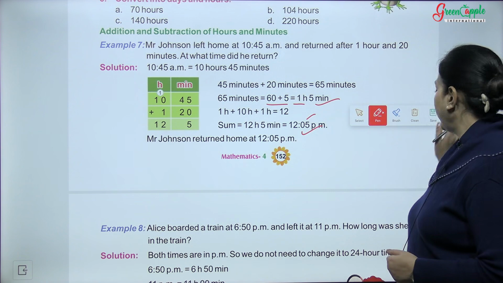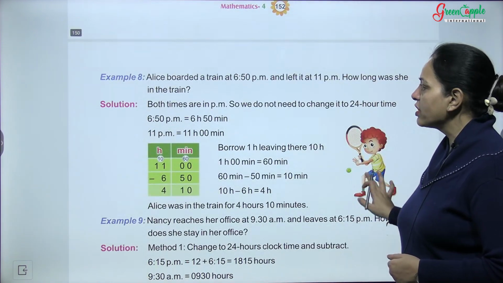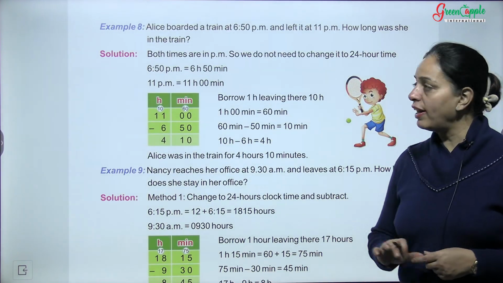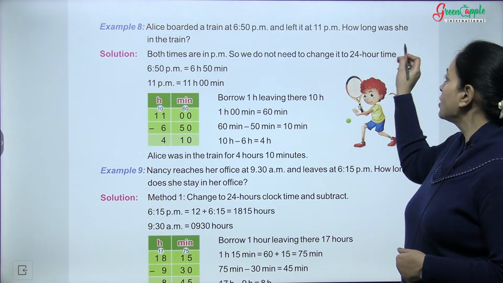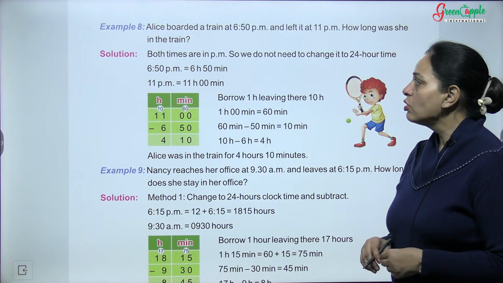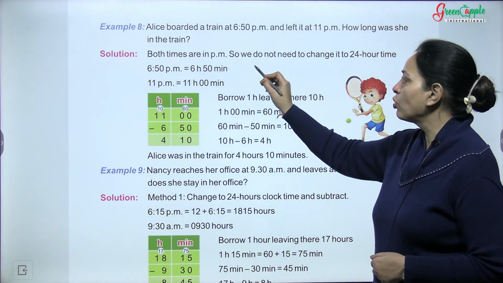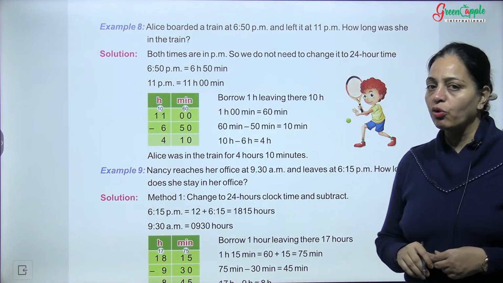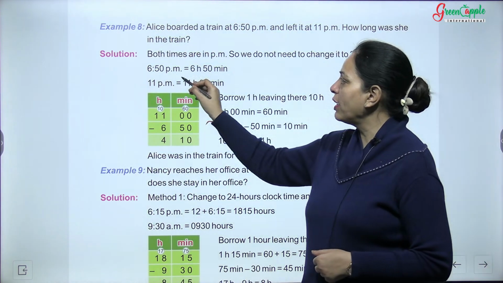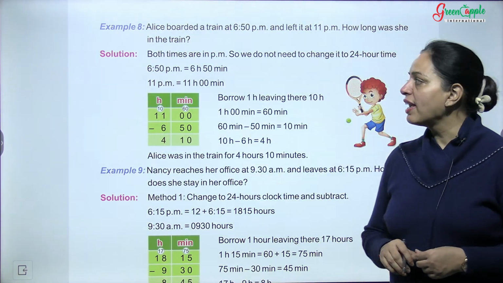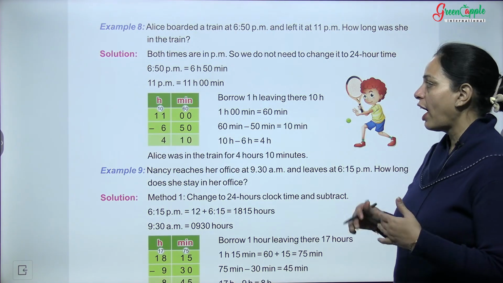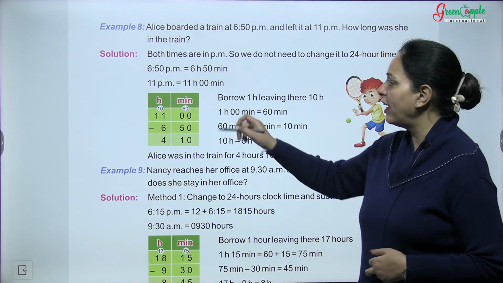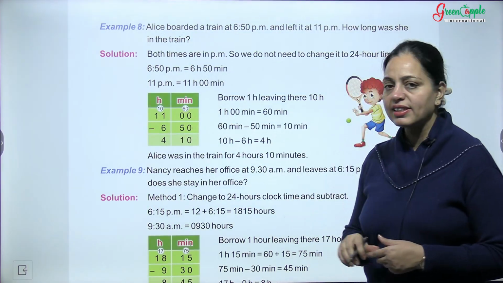Right? Now example 8. Alice boarded a train at 6:50 p.m. and left it at 11 p.m. How long was she in the train? So both the times are in p.m., so we do not need to change it to a 24-hour clock. So 6:50 p.m. is 6 hours 50 minutes and 11 p.m. means 11 hours 00 minutes. So we have to find the time. It means from 11 hours we will minus this.